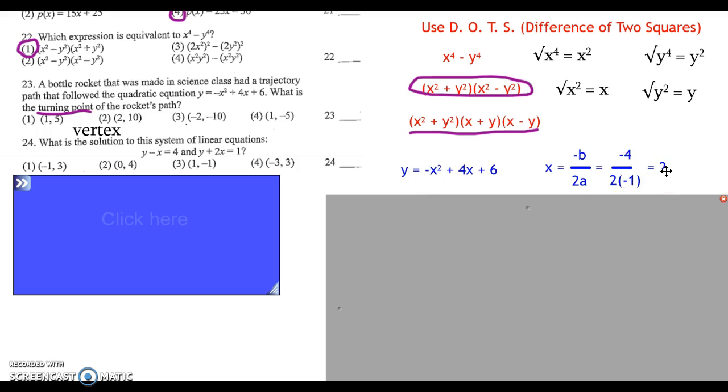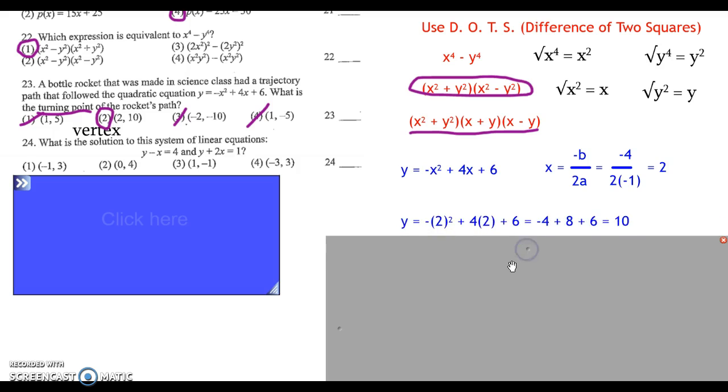Now, you could finish this problem, but already you know the x value is 2. So if we go back to see which ones we can eliminate, well, we can eliminate this because it's got the wrong x value. We can eliminate this because it's got the wrong x value. And we can eliminate this because it's got the wrong x value. Look at that. The only one with the correct x value, x equals 2, is choice 2. But how do we know the y value? You plug it in. Oh, it looks like this. And surprising no one, we get 10 as our y value. So (2, 10) is our turning point of the rocket's path.